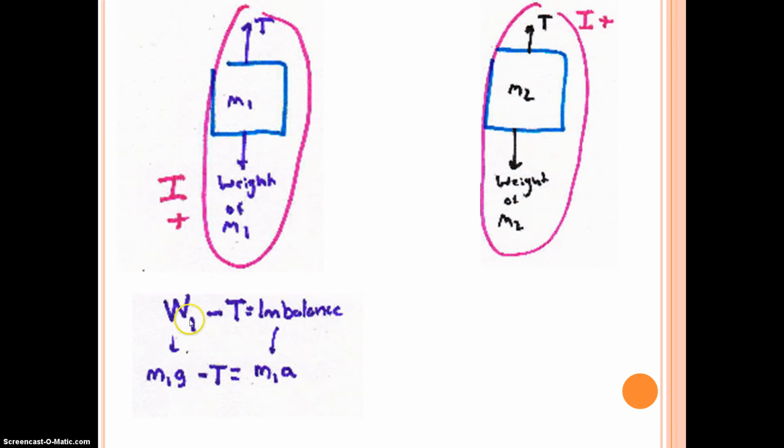So weight 1, positive, minus the tension, which is negative, that's why it's minus, equals the imbalance. Newton's second law says imbalance is ma. I put m1 in because that's the mass we're looking at. And weight is mass times gravity, m1 times gravity. But Jock, isn't gravity always negative? No! Gravity is down. In this case, down is positive. We don't include the negative in there.